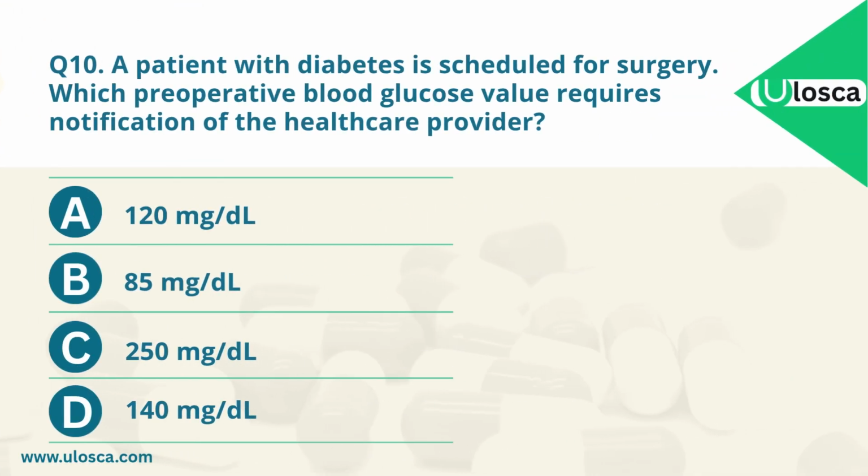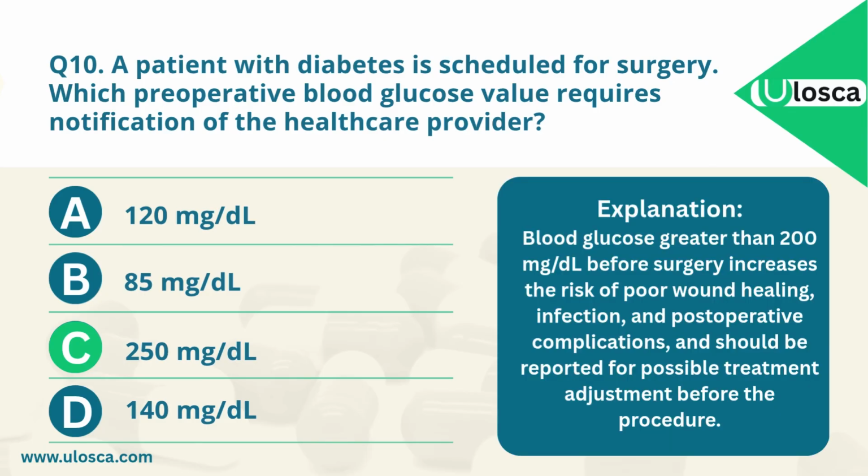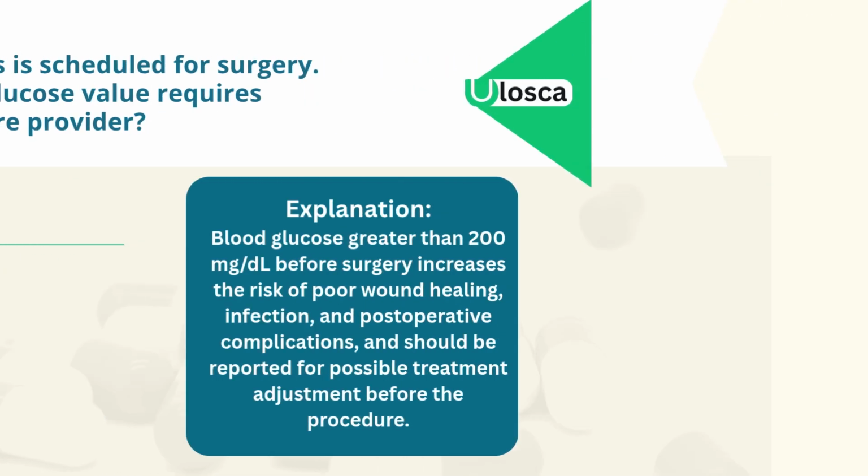The correct answer is C. 250 mg/dL. Explanation. Blood glucose greater than 200 mg/dL before surgery increases the risk of poor wound healing, infection, and postoperative complications, and should be reported for possible treatment adjustment before the procedure.